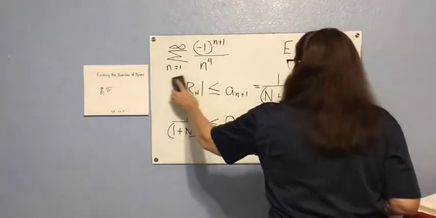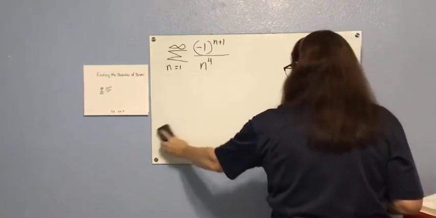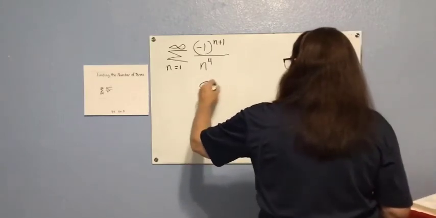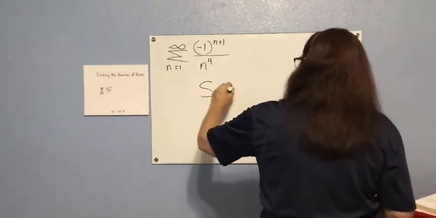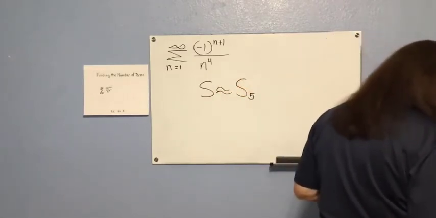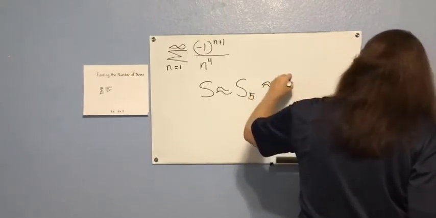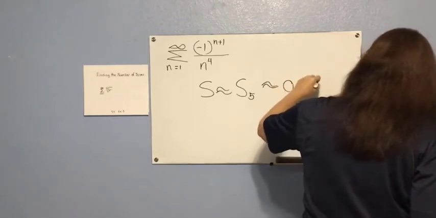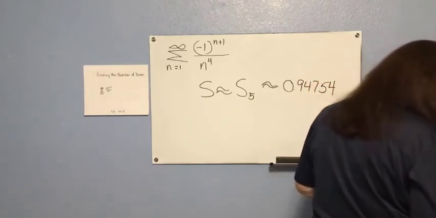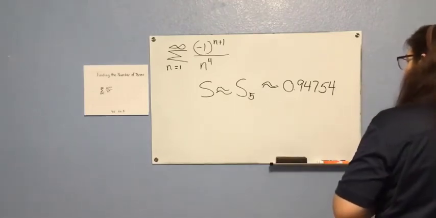Okay, and if I go back and use 5 terms here, I get that my S is approximately equal to S sub 5, which is approximately 0.94754. Okay, and this has an error of less than 0.001.